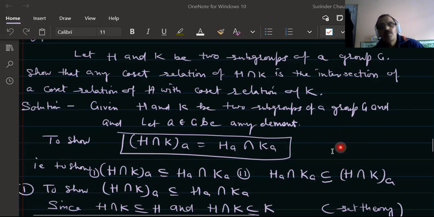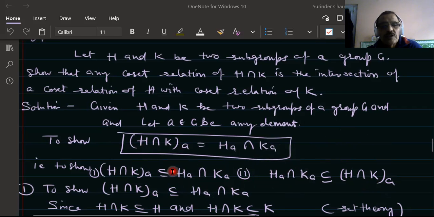In order to prove this, we have to prove two things. First, the right coset of H intersection K by a is a subset of the right coset of H by a intersection the right coset of K by a. And second, the right coset of H by a intersection the right coset of K by a is a subset of the right coset of H intersection K by a. So that's the first part.